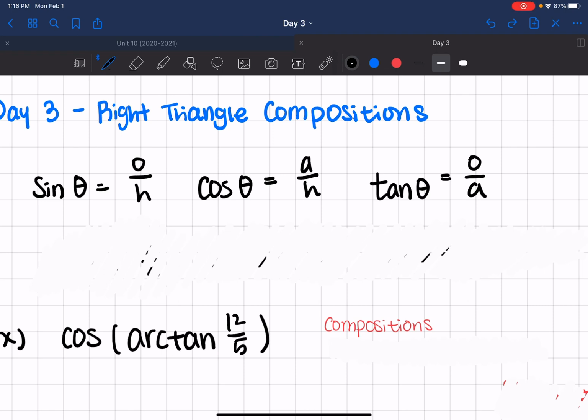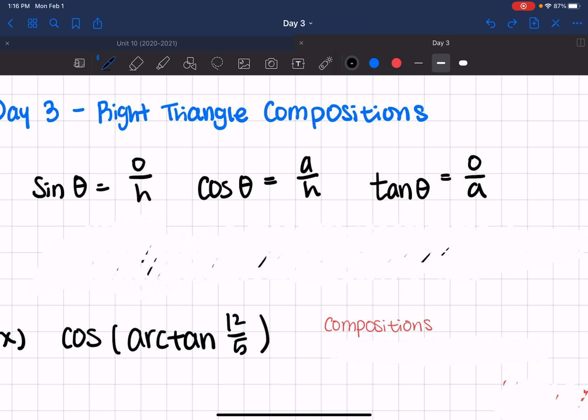In this video, we're going to talk about the right triangle composition, okay? So sometimes you will get an angle which is not on the unit circle and you have no idea what that equals. In that case, you're going to use the right triangle, meaning you're going to draw the right triangle in the proper quadrants to figure out the ratio or evaluate compositions like today, okay?